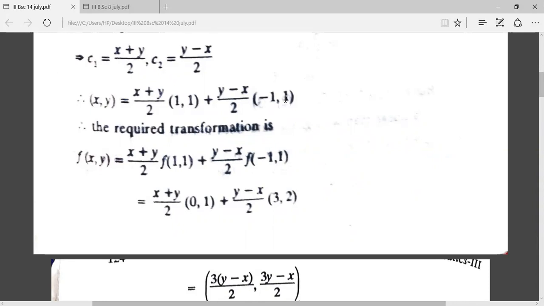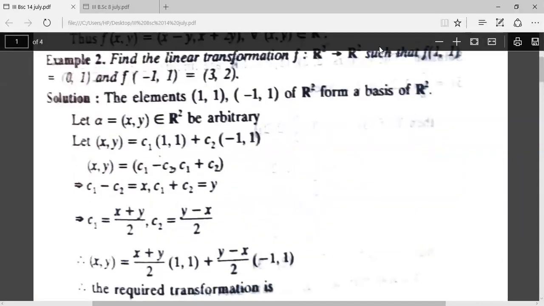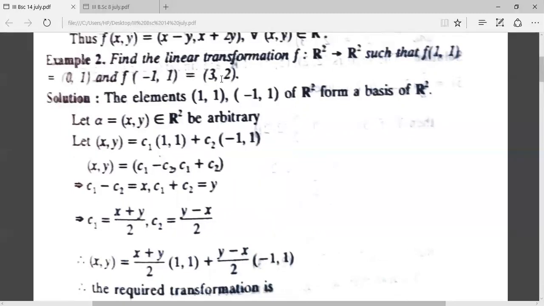So using the definition of the linear transformation, (x plus y) divided by 2 is a scalar here. They are C1 and C2 because they are scalars. If you have f of C alpha, that scalar can be taken outside, you will get C into f of alpha. So that is ((x plus y) divided by 2) into f(1, 1) plus ((y minus x) by 2) into f(-1, 1). This is obtained by operating f on both sides. But you know the value of f(1, 1), that is given in the problem itself. What is the value of f(1, 1)? That is (0, 1). What is the value of f(-1, 1)? That is (3, 2).